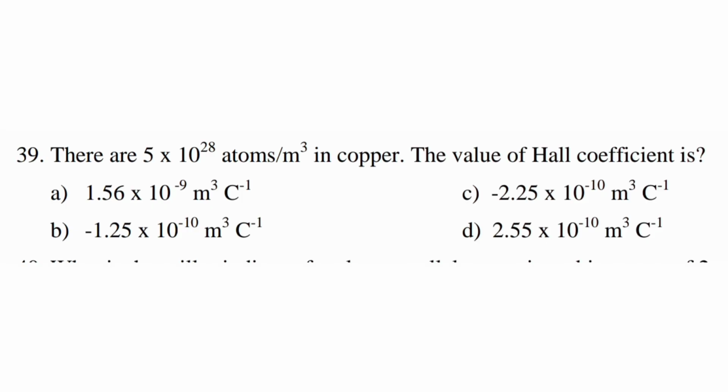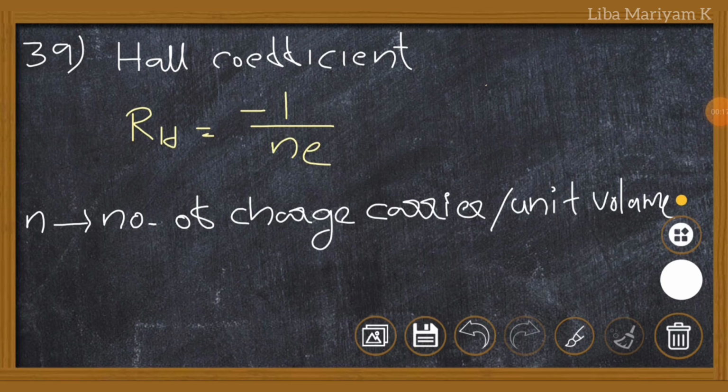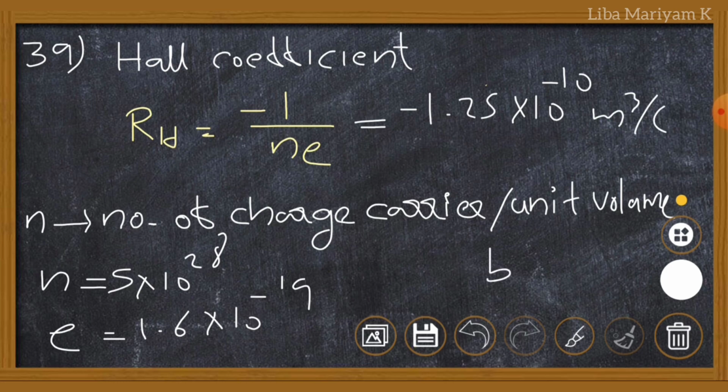39. There are 5 into 10 raised to 28 atoms per meter cube in copper. The value of Hall coefficient is. Hall coefficient is given by RH equal to minus 1 by Ne, where N is number of charge carriers per unit volume. Here N is given by 5 into 10 raised to 28 and E is 1.6 into 10 raised to minus 19. ഇത് ചെയ്യുമ്പോൾ നമുക്ക് minus 1.25 into 10 raised to minus 10 meter cube per coulomb എന്ന് കിട്ടും. Option B is correct.